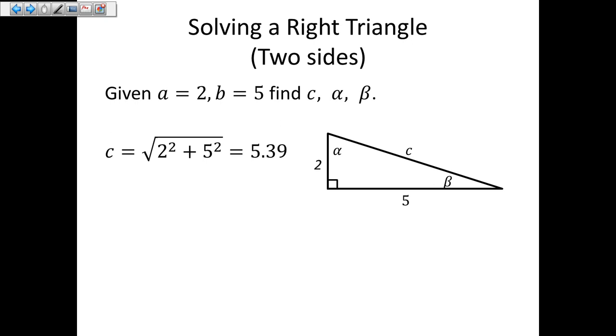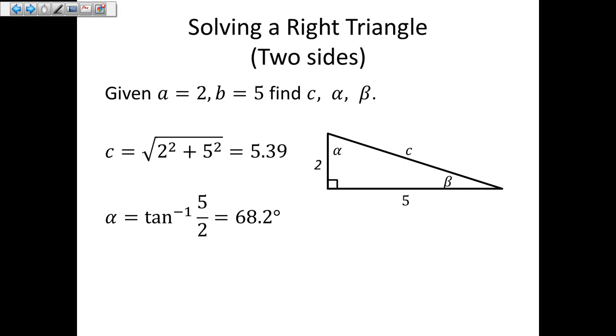Well, I'm going to use some trig to find one of them. Doesn't really matter which one I find first. So let's find alpha. It's equal to a tangent inverse. Remember, inverse tangents, inverse sines, inverse cosines, they give us angles. So alpha is equal to the tangent inverse of 5 over 2, opposite over adjacent, and we get 68.2.